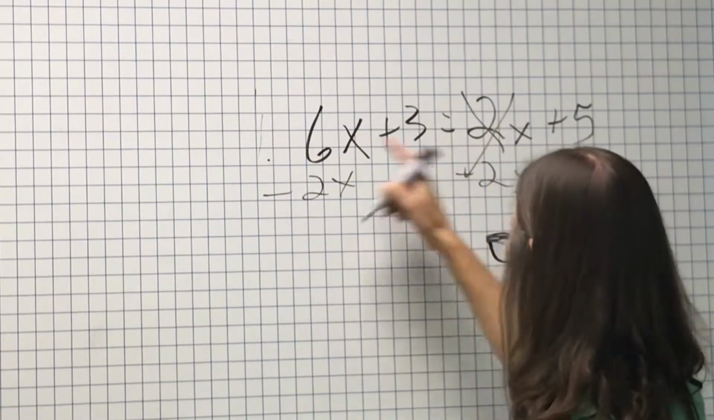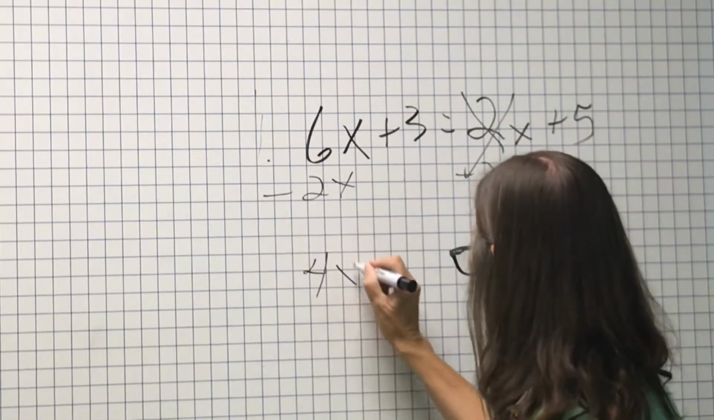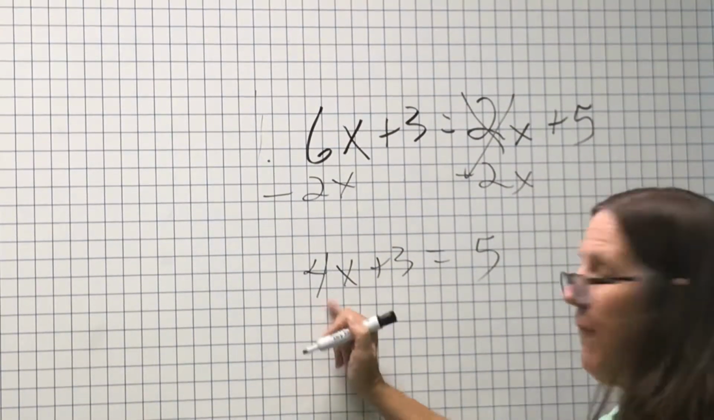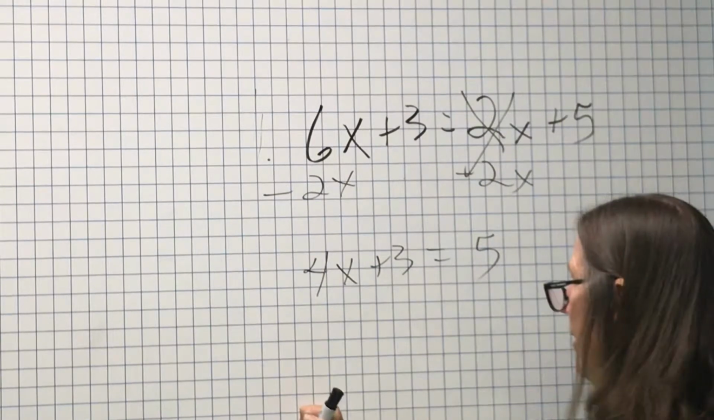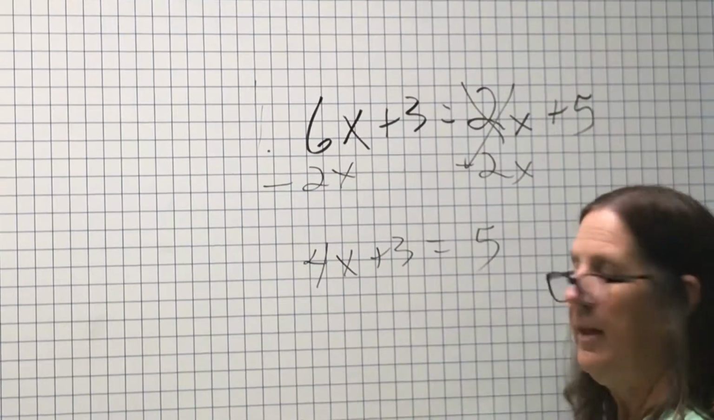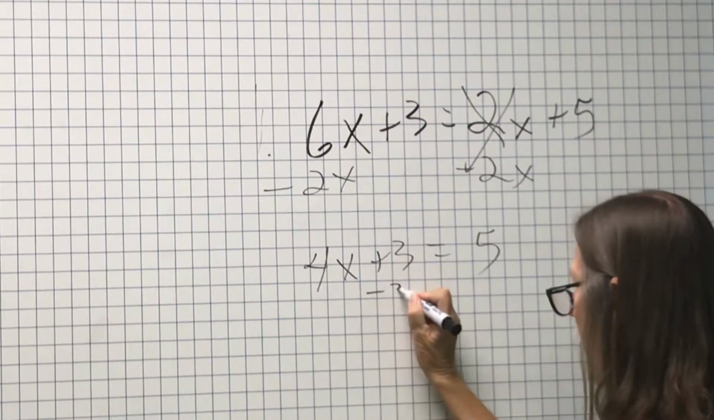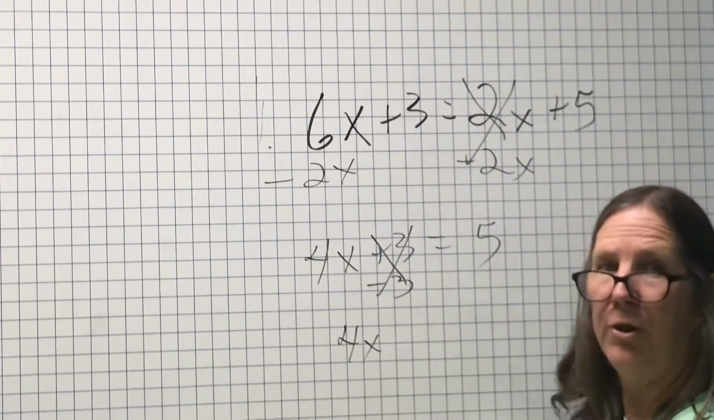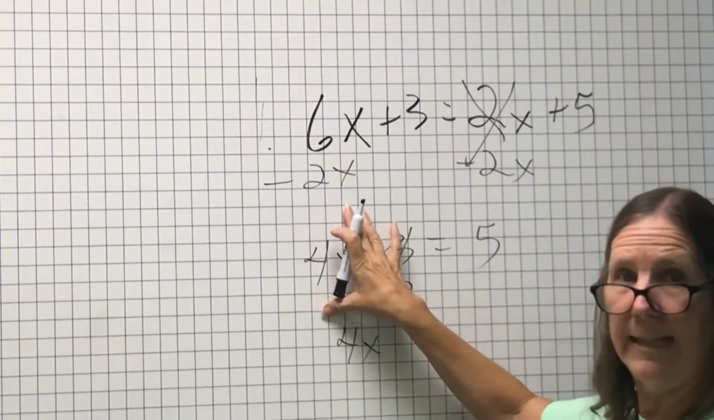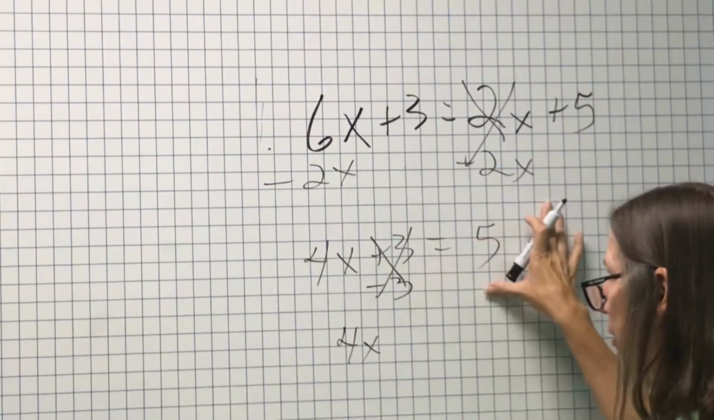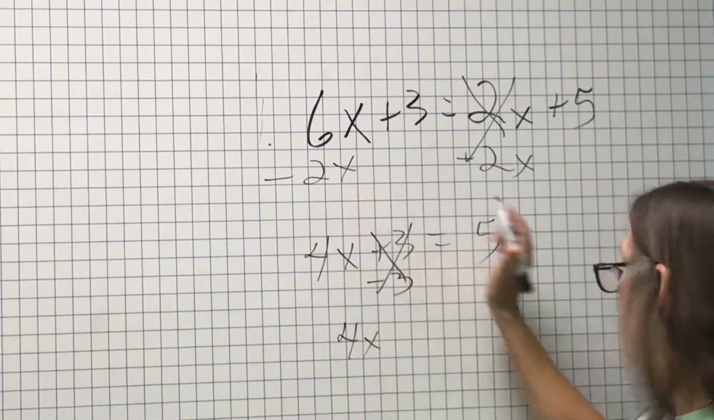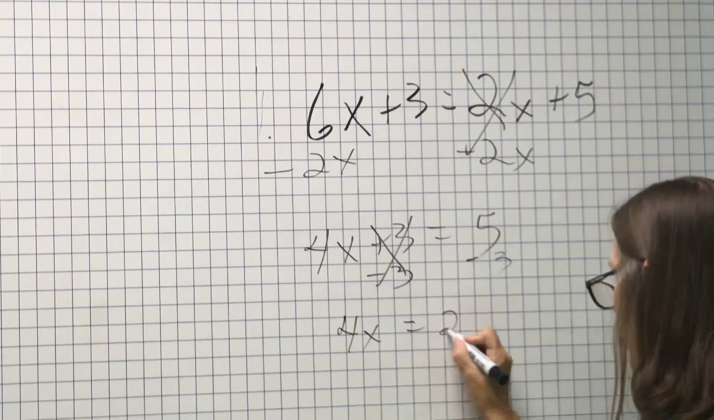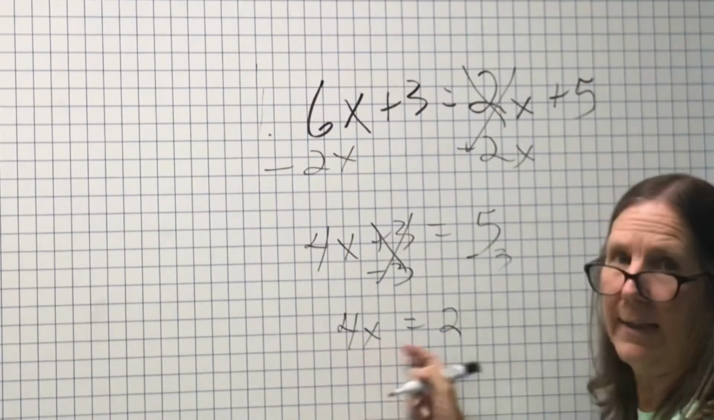Now that's gone. 6 minus 2, I have 4x plus 3 equals 5. But I don't want 4x. I want x. So first I need to get rid of that 3. It's a plus 3. If I subtract it, it becomes 0. I have a 4x left. But you should have learned anything you do to one side of the equal sign, you have to do to the other. I subtracted a 3, so I have to subtract a 3 here. 5 minus 3 is 2. Again, I have 4x equals 2.